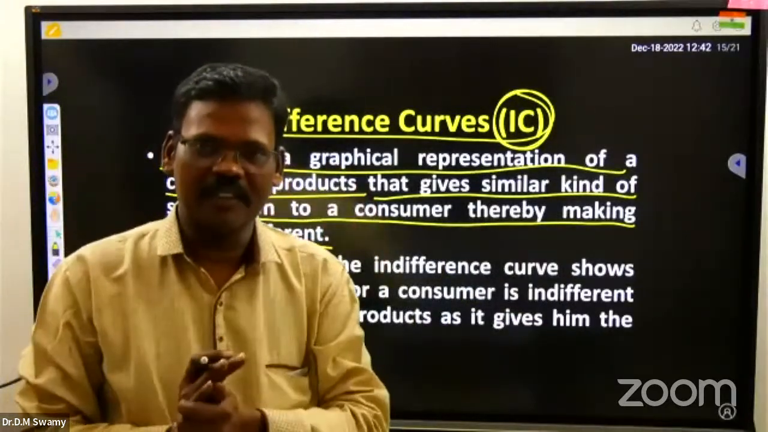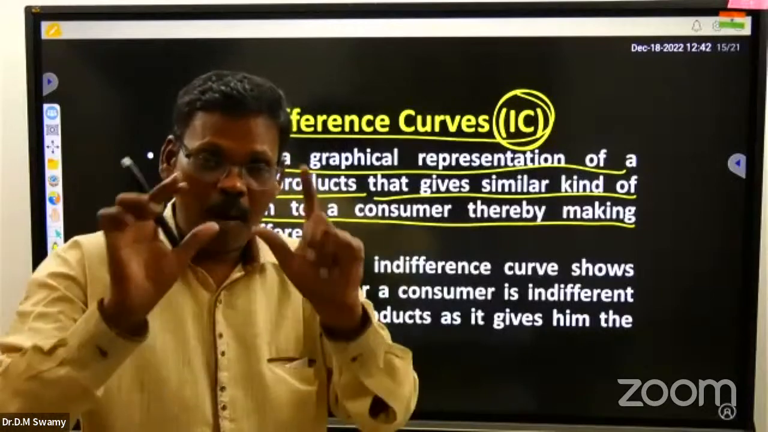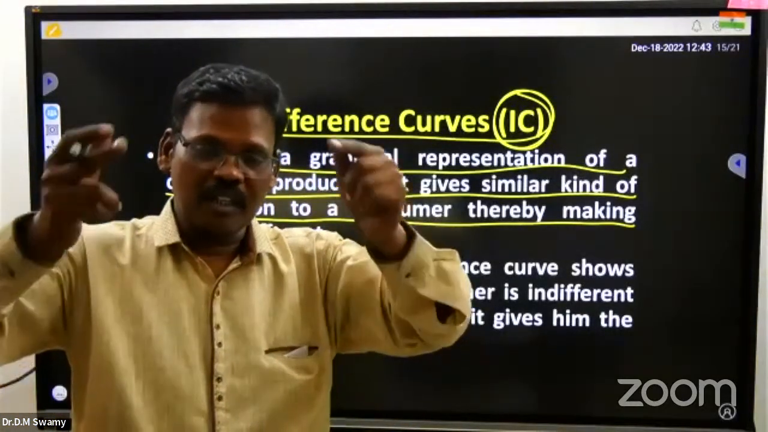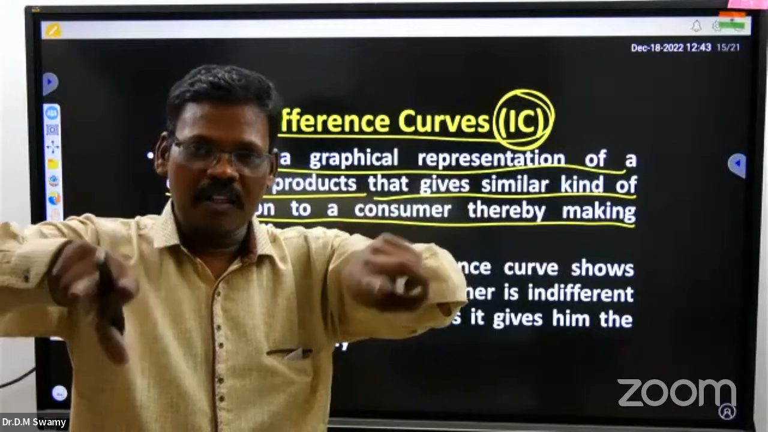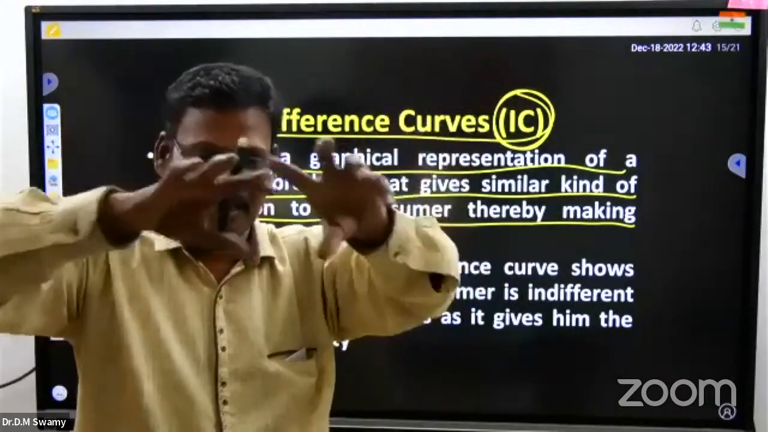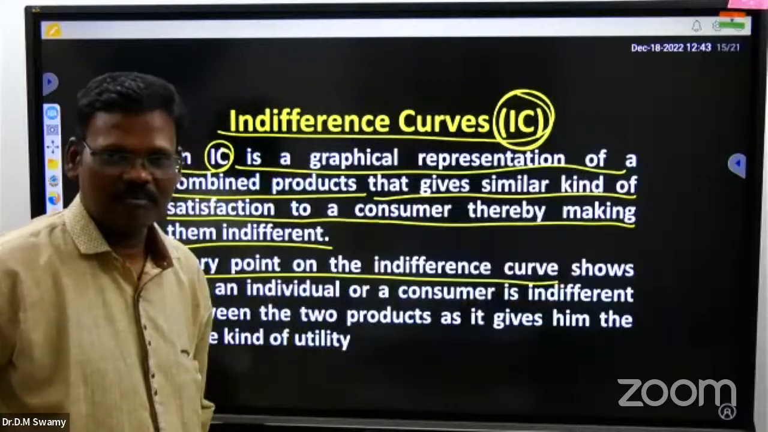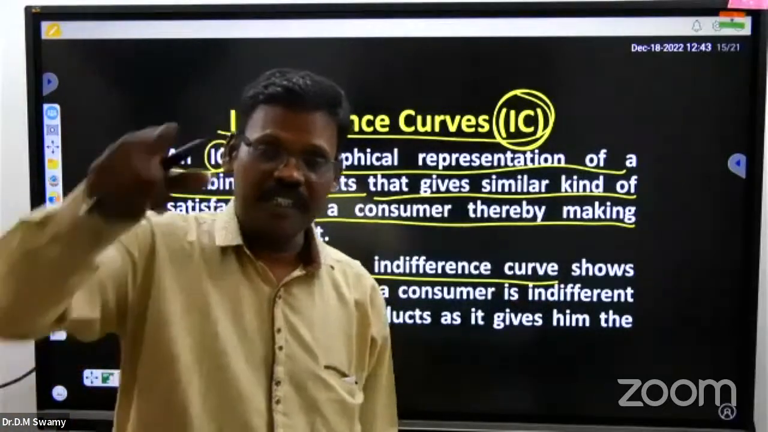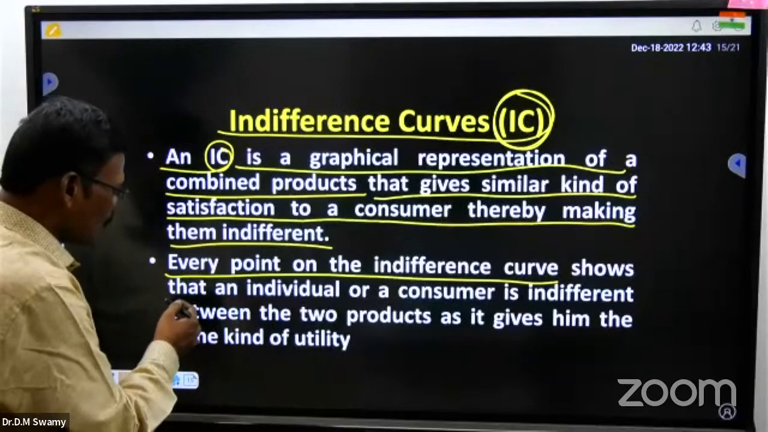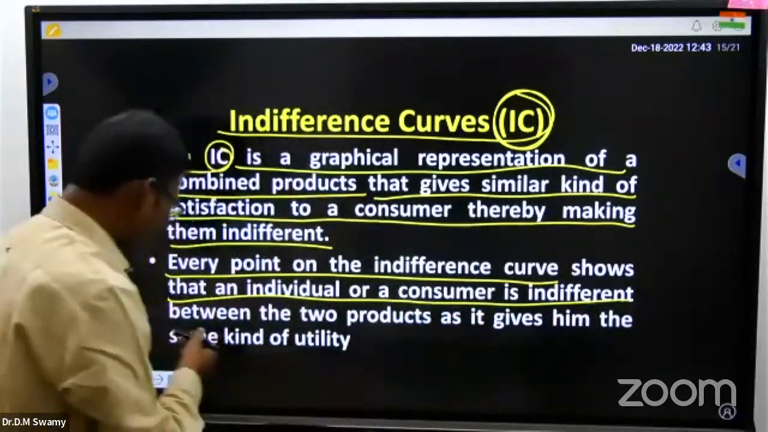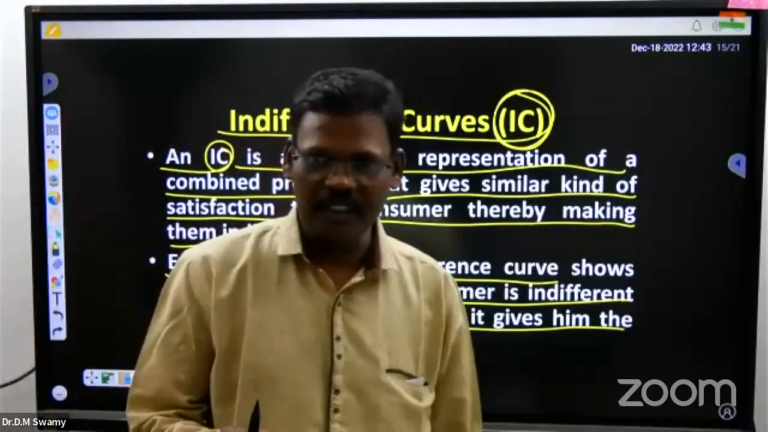In the indifference curve analysis, we can understand that when the consumer is using a combination of products, if the combinations are on the same curve, all the combinations will give the same utility, the same level of satisfaction. Any point on the indifference curve shows that the consumer is indifferent between the two products, as it gives the same kind of utility.